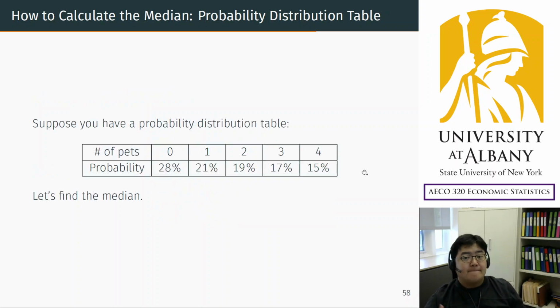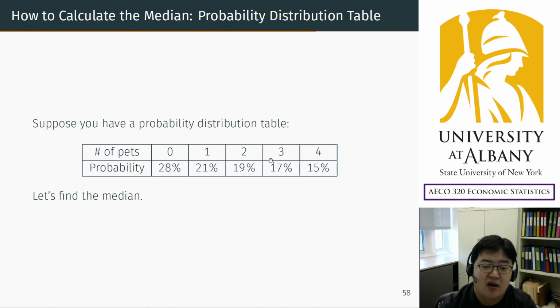So now think about another numerical example. I will consider the number of pets per household. Say 28% of households have 0, 21% have 1, 19% have 2, 17% have 3, and 15% have 4 pets. Based on this probability distribution, let's find the median.